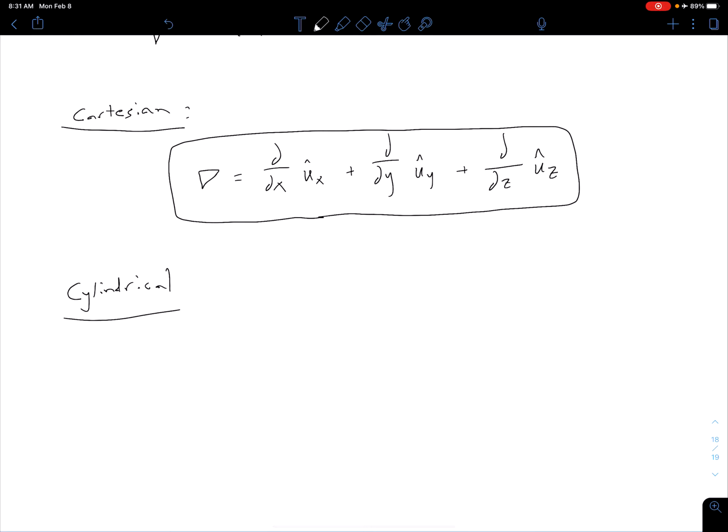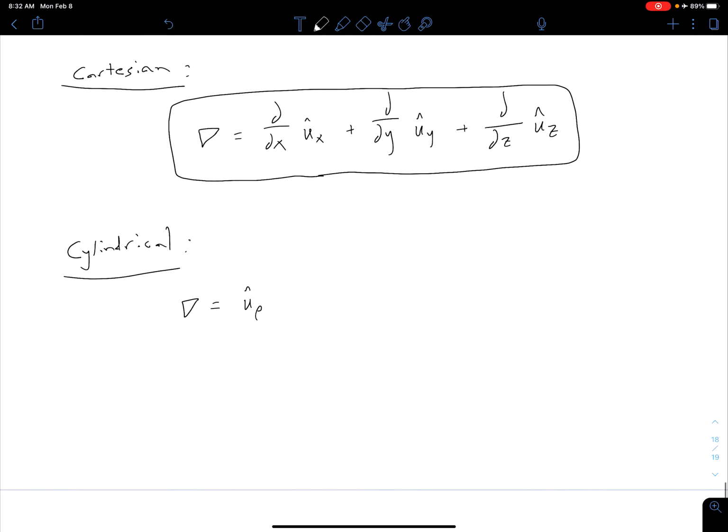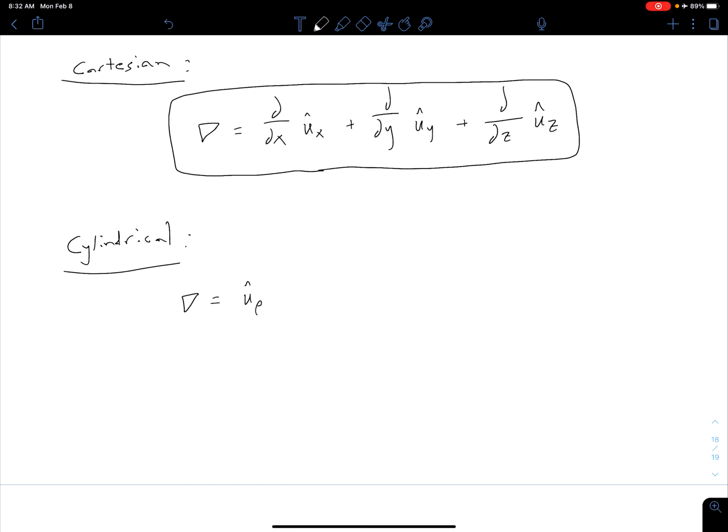So in cylindrical coordinates, we have that our del operator is equal to, in our rho direction. For our cylindrical and spherical, I'm going to write our unit vectors before our other parts, and that's just because these unit vectors are going to depend on the angle, unlike in our Cartesian coordinates where of course our x, y, and z are our axes as well.